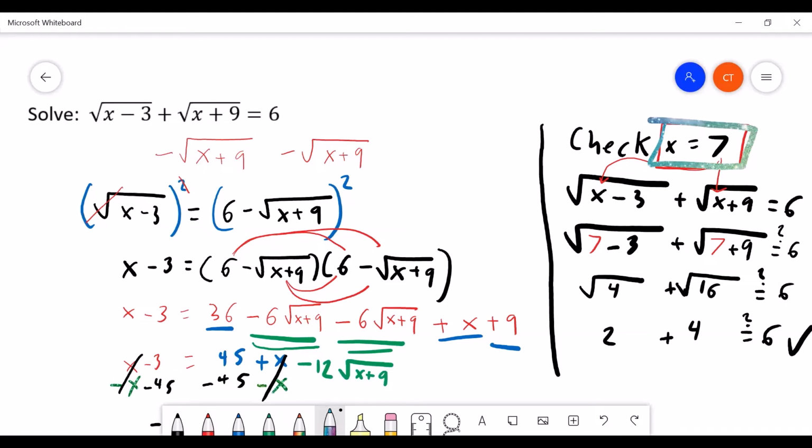So again, we had 2 square roots in this problem. We had to get one of the square roots by itself, square both sides, get the other square root by itself, square both sides, and solve.